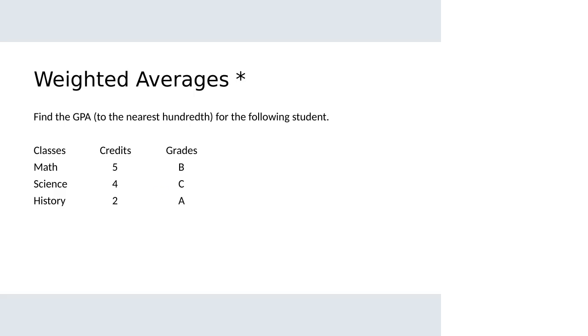And just as a reminder, an A is worth 4 points per credit, a B is worth 3 points per credit, a C is worth 2 points per credit, and that's all we need for this particular problem. All right, I'll give you a chance to calculate this GPA and I'll set up a poll for it.